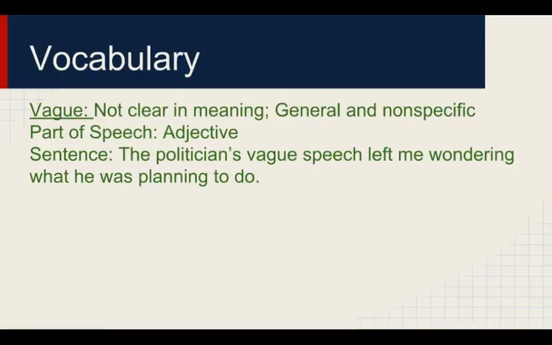Vague is our next word. Vague means something is not clear in meaning. It's general, it's not specific. The politician's vague speech left me wondering what he was planning to do. So if a speech is vague, it doesn't give enough information and isn't very helpful to the reader or listener. We don't want to be vague in our writing.